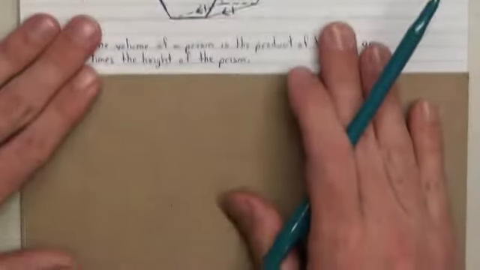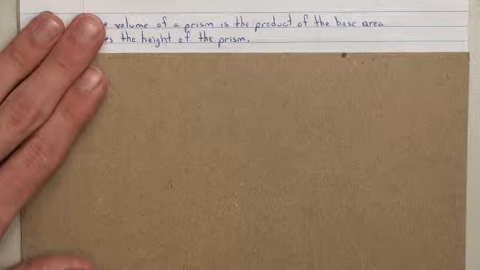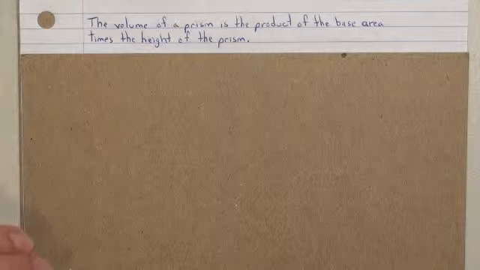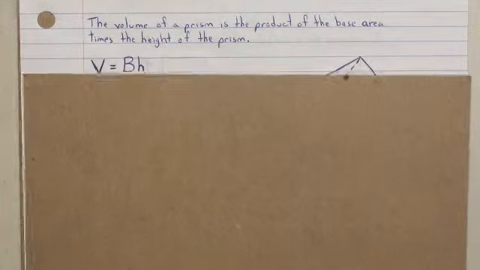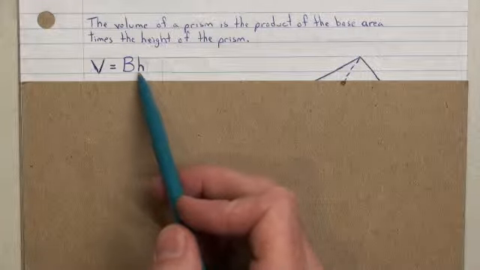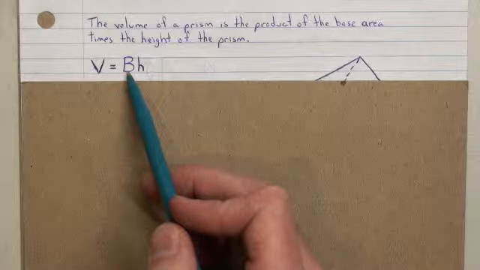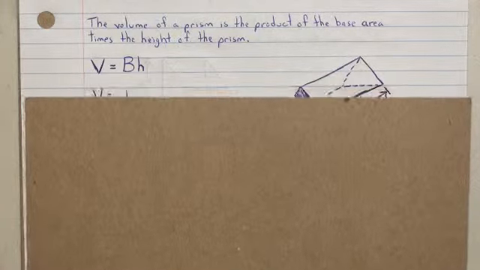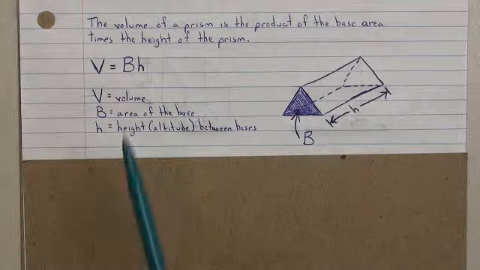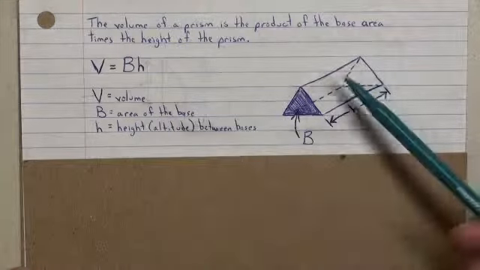Let's move this up. So the volume of a prism is the product of the base area times the height. So volume is B, big capital B, times H. And B is the base area. It's the area of the base. So let's see how this looks in a diagram. So remember, V is the volume, B is the area of the base. So look in our diagram.